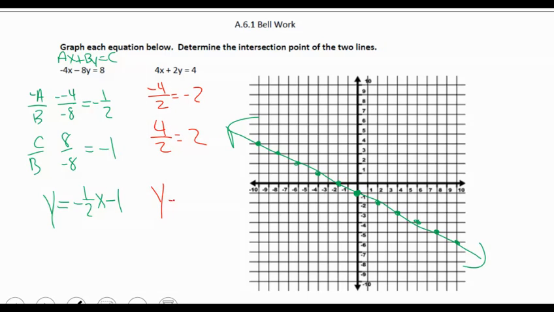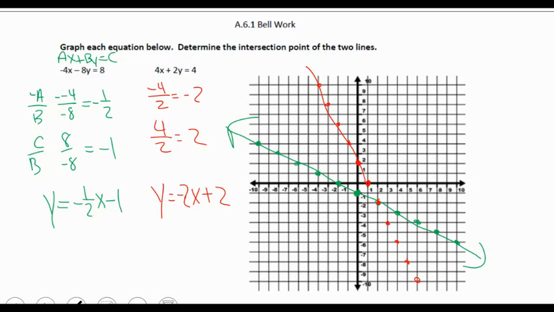So this equation is y equals negative 2x plus 2. My slope is negative 2. My y-intercept was 2. So I'm going to graph this one. My y-intercept is 2, so I put a point at 2. My slope is negative 2, so that's down 2, right 1. Down 2, right 1. Keep going. Do the opposite, up 2, left 1. Up 2, left 1.